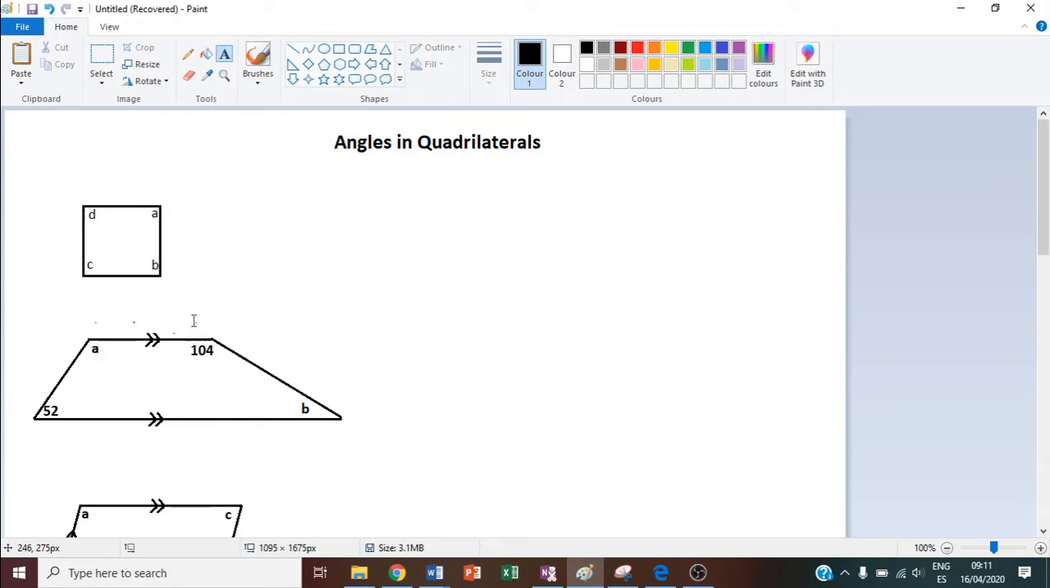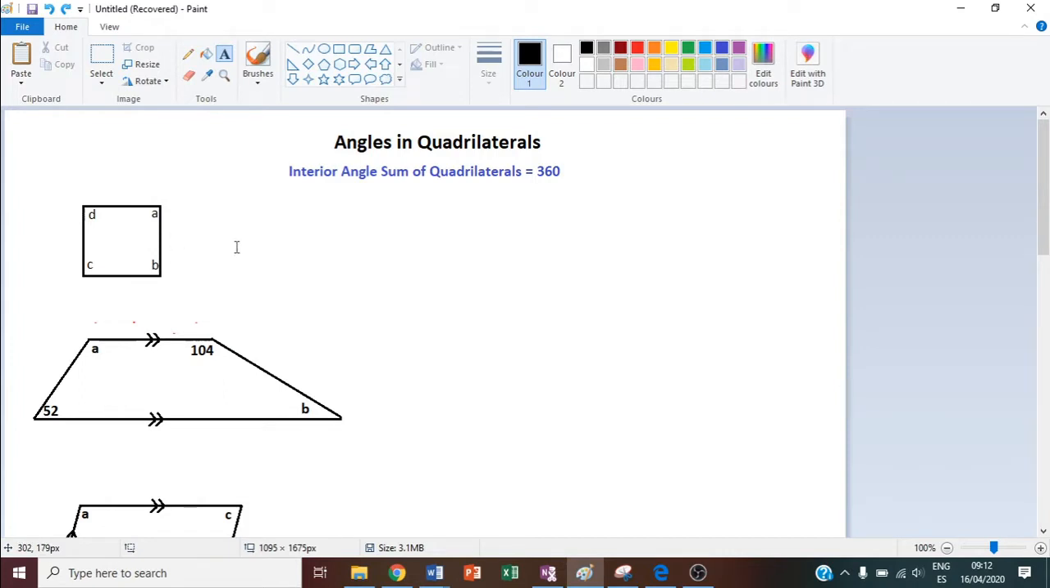Hey guys, today we're going to have a look at the angles in quadrilaterals, and the rule for that is just that the interior angle sum of quadrilaterals is 360 degrees. Now, that's very similar to the interior angle sum of a triangle, which is 180 degrees, because if I split this down the diagonal here, quadrilaterals can be made up of two triangles. So that's why it's double the number of degrees.